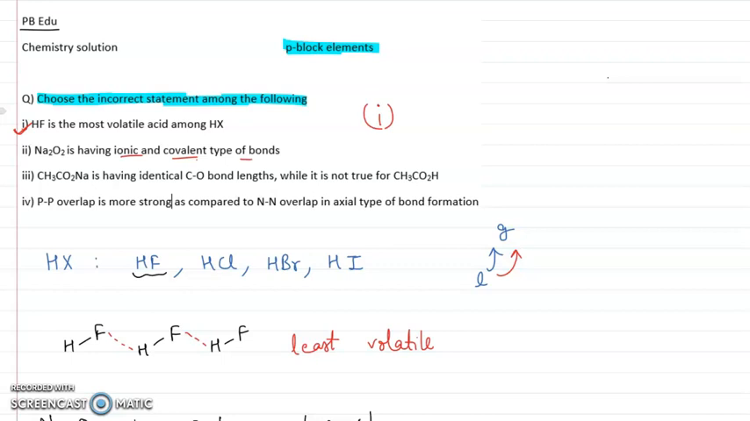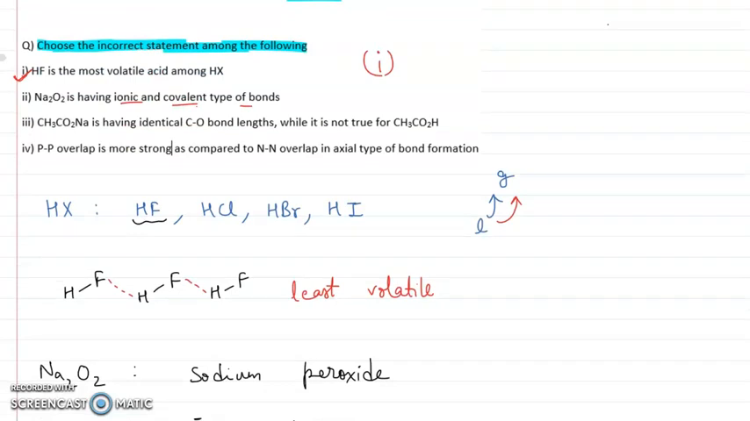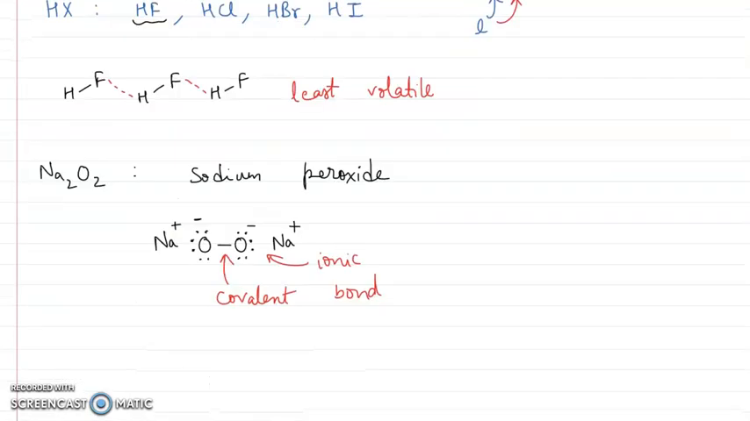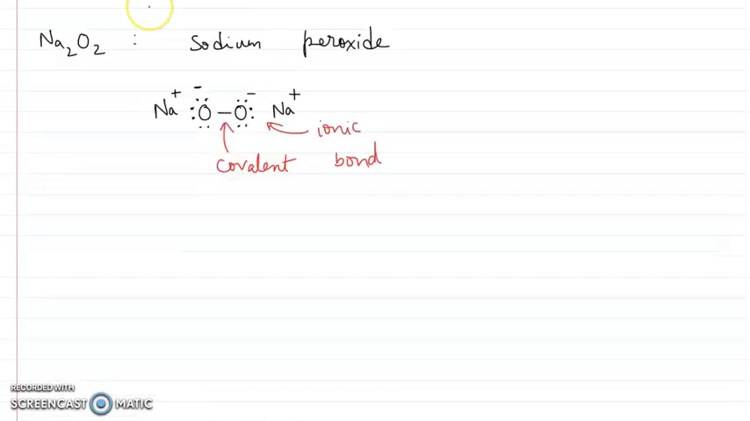Next is sodium acetate. CH3COONa is sodium acetate. Is having identical CO bond lengths, while it is not true in case of CH3COOH, that is acetic acid. So here it is given that in case of sodium acetate, the CO bond length is identical, while not in case for acetic acid. We will see the structures.